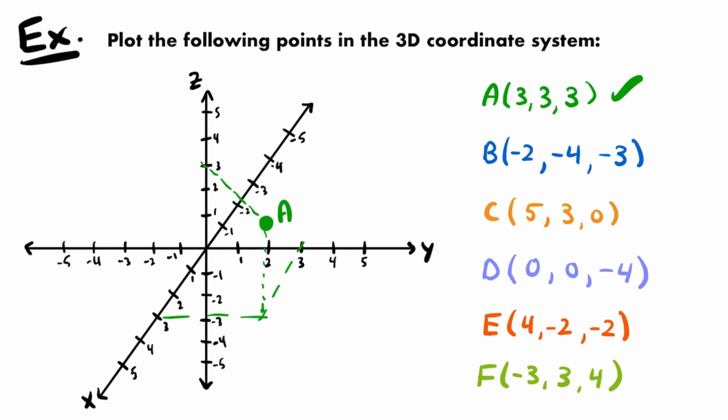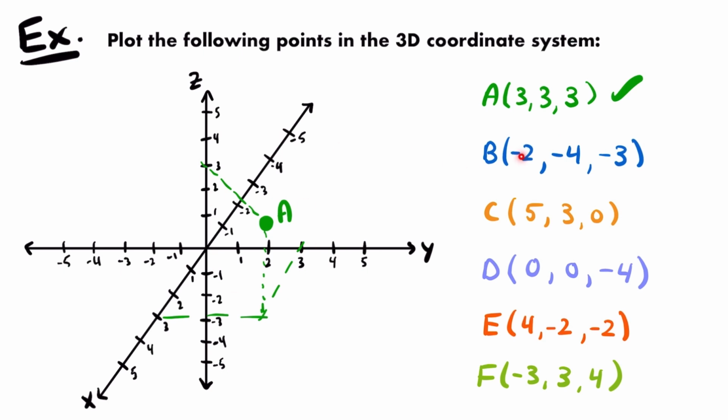So that's point A. Now let's work on point B. Point B is at the coordinates -2, -4, -3. So unlike point A, all of the coordinates of point B are negative. All right, and so let's see what this point will look like. Once again, we want to start by looking at our x and y coordinates, which are -2 and -4. Let's identify where those values of x and y are in our coordinate system.